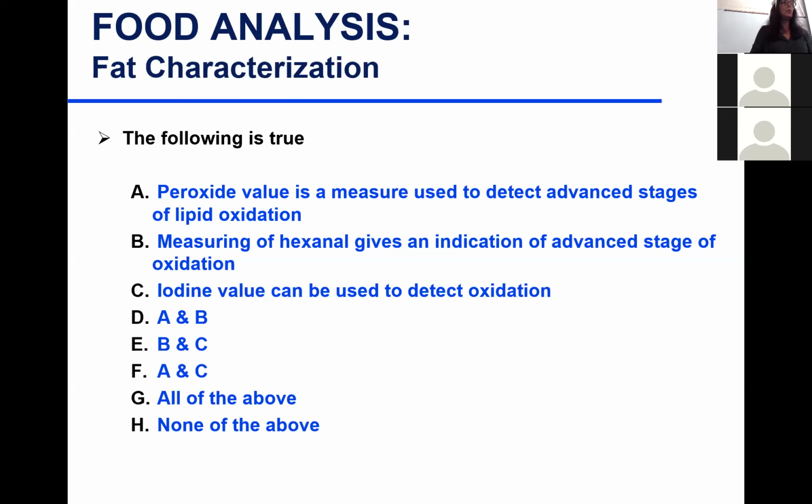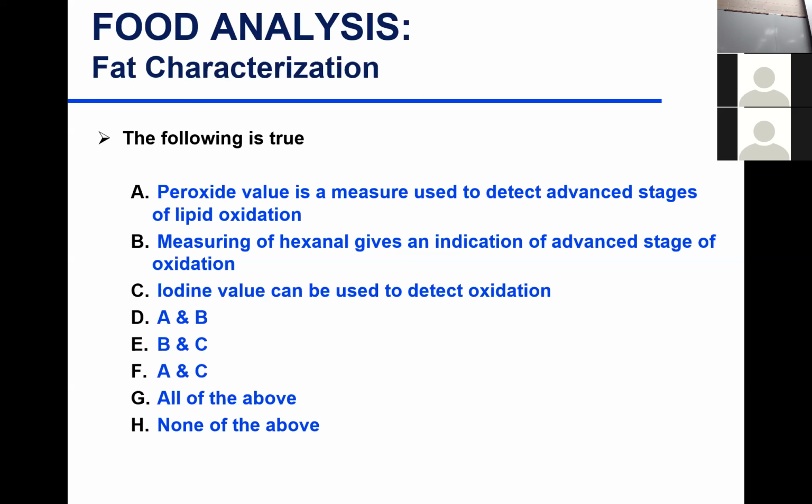So iodine value measures the degree of unsaturation of oil. We will learn about it and about that method. Because it measures degree of unsaturation, which is a physical characteristic of the different fatty acids that make up your oil.